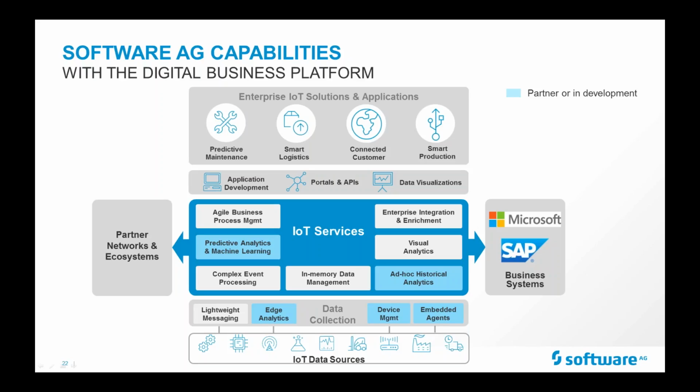You will notice that you need a set of capabilities that we mentioned at the bottom, which is lightweight messaging, edge analytics, the ability to collect data from IoT devices, device management, and embedded agents, whether they are embedded in your machines, in your devices, in your generation equipment, in your trucks which are out in the field. All that data needs to be collected. So this is a very functional representation of the view we showed you earlier, but this is all achievable with our digital business platform.